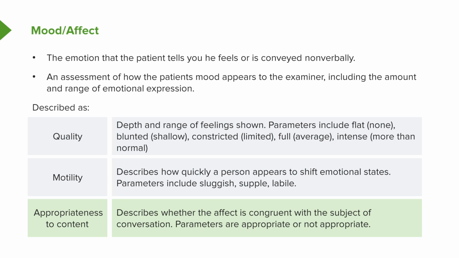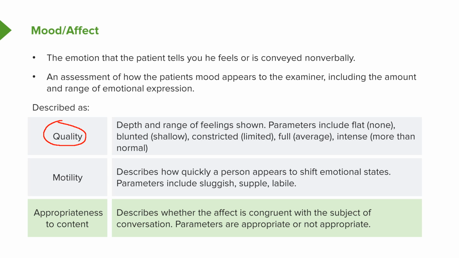So here's a little question. What would you call the depth and range of feelings that are shown? The parameters could include a flat or lack of affect, a blunted or shallow affect, constricted, limited, full, average, or intense. So these are all described as quality. So depth, range of feelings.